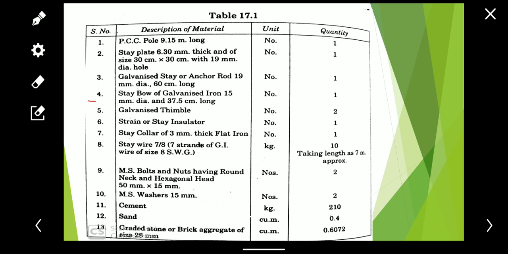Then stay insulator 1. Stay collar in 3 mm thick flat iron is 10. Then stay wire size is 7 by 10 of the GI. The wire size is 8 SWG. So taking the length is 7 meter approximately.